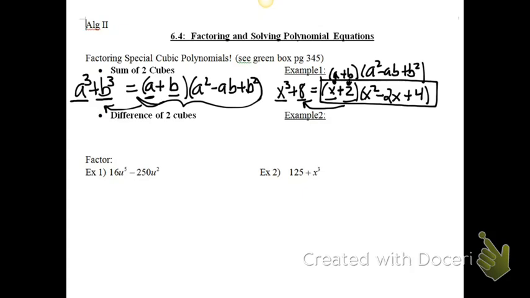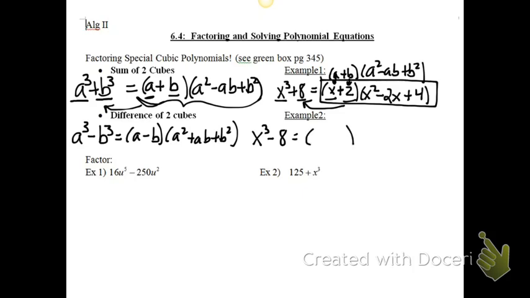The difference of two cubes is very, very similar. Instead of a cubed plus b cubed, the difference means we're just subtracting: a cubed minus b cubed. It factors into the following. It'll be a minus b instead of a plus b, and then it's a squared plus ab plus b squared. Now, the example I'm going to use here will be similar. Let's do x cubed minus 8 in this example.